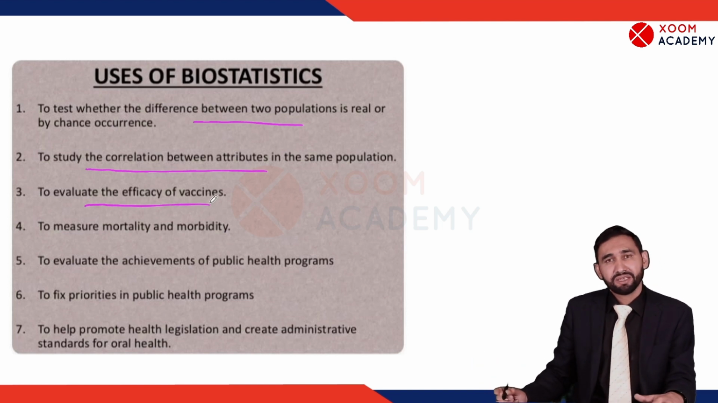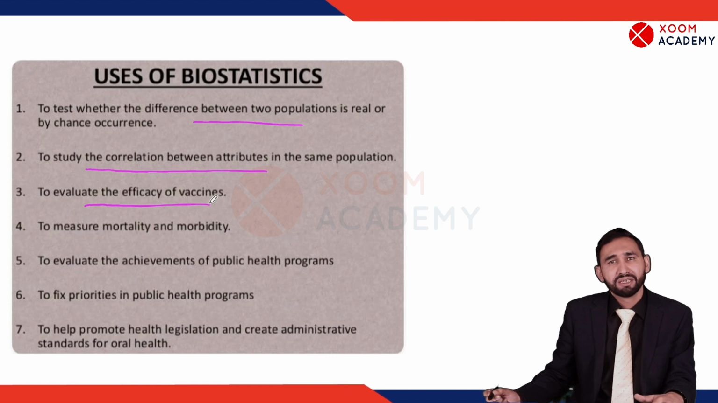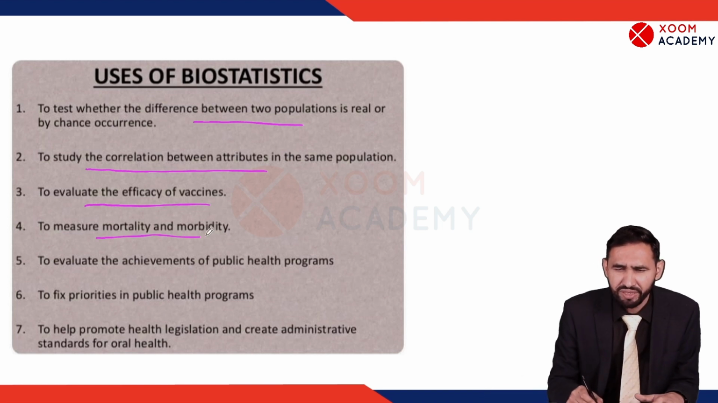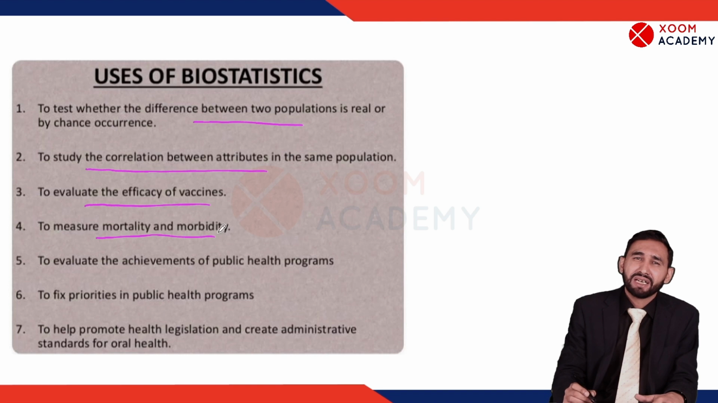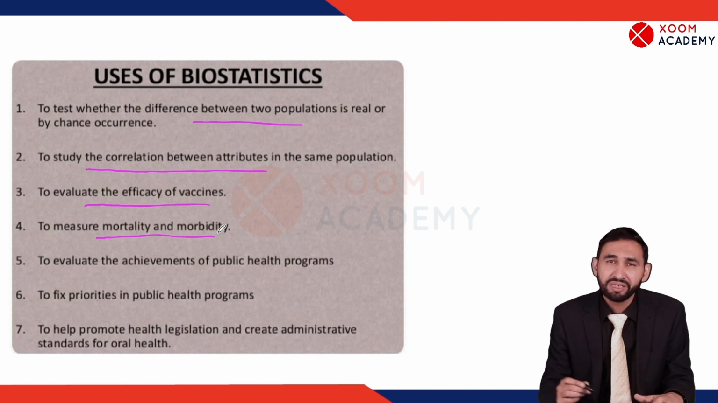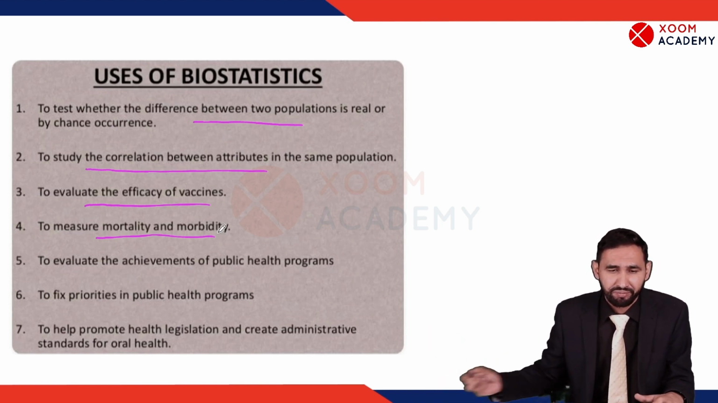Another use is to evaluate the efficacy of vaccines, like COVID vaccines. There are so many vaccines available in the market. We need to evaluate which one is best, which one is best for prevention. Also to measure mortality and morbidity. We measure certain data regarding mortality, regarding death, why these deaths are occurring, due to which reason, and morbidity, the burden of disease, what is the incidence, what is the prevalence of disease.